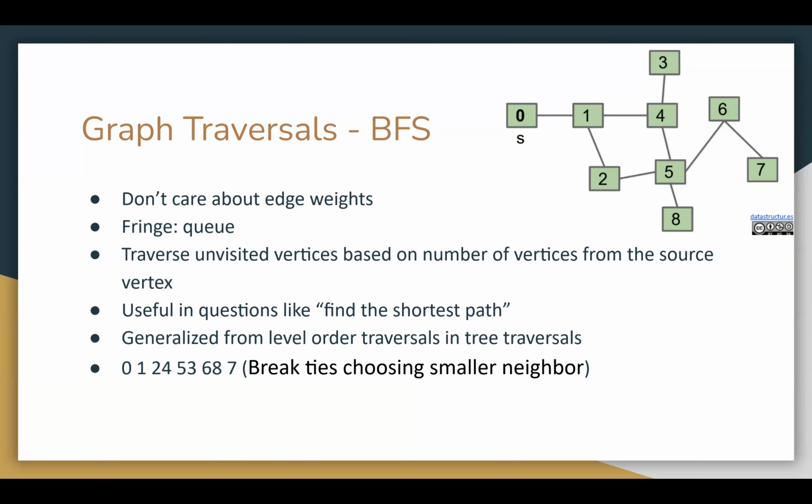So similar as before, if we look at this example, then you can see we first output 0 because it's the source vertex, and 1 because it's one edge away from 0, and 2, 4, which are both 2 edges away from 0. And you can follow that same logic.